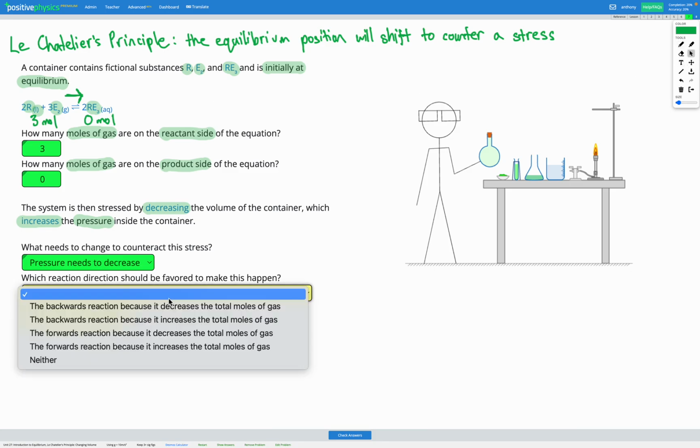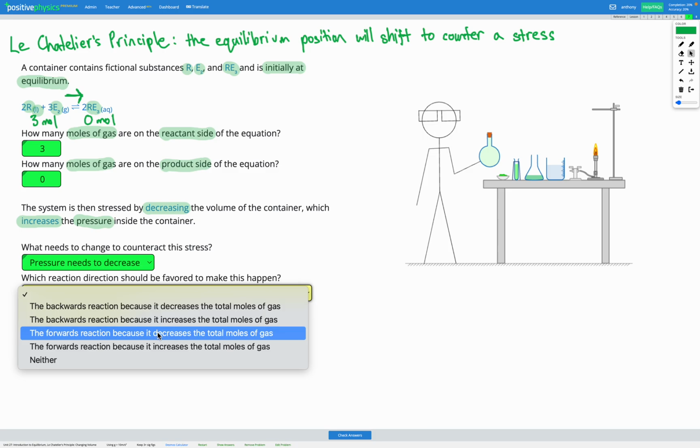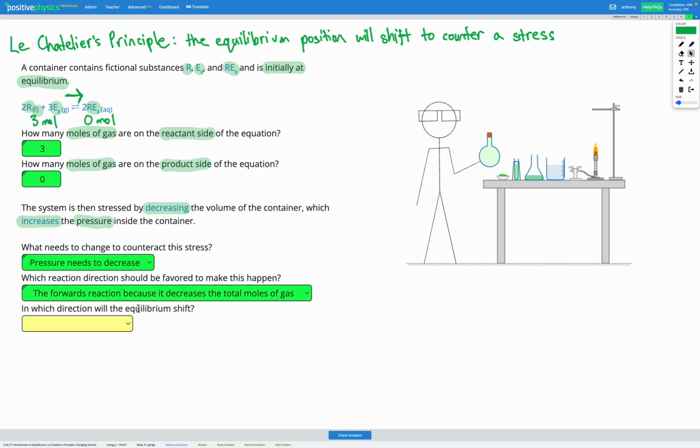So which reaction direction should be favored? It should be the forwards reaction because it's going to decrease the total moles of gas. In which direction will the equilibrium shift? It's going to shift towards the products to the right.